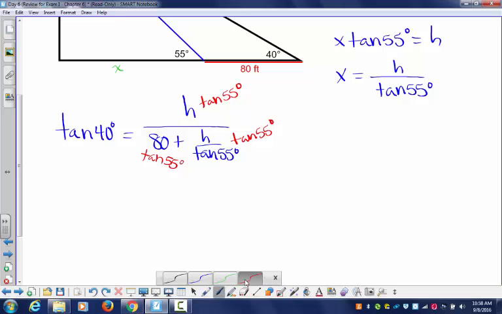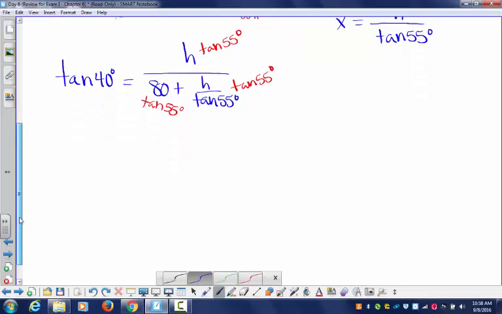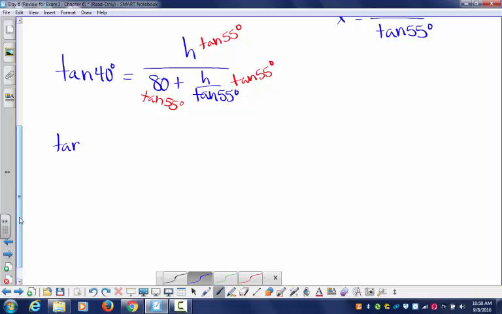OK. So that would give us, we're going to just do it one patient step at a time. Over here we'll have h tan 55 in the numerator. And then in the denominator, that tan 55 cancels with that tan 55, leaving just h over here. And then on this side, we'd have 80 times tan 55.